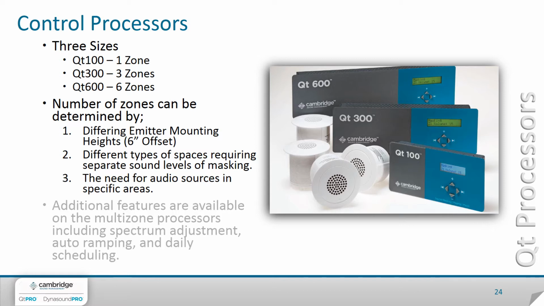In addition to the number of zones in each control processor, specific advanced features are available in multi-zone processors. Adjustment of sound masking spectrum, auto ramping, and time of day scheduling of sound masking is possible in the QT300 and QT600 via a network connection, while the single-zone controller allows for level adjustment only through the front panel button interface.